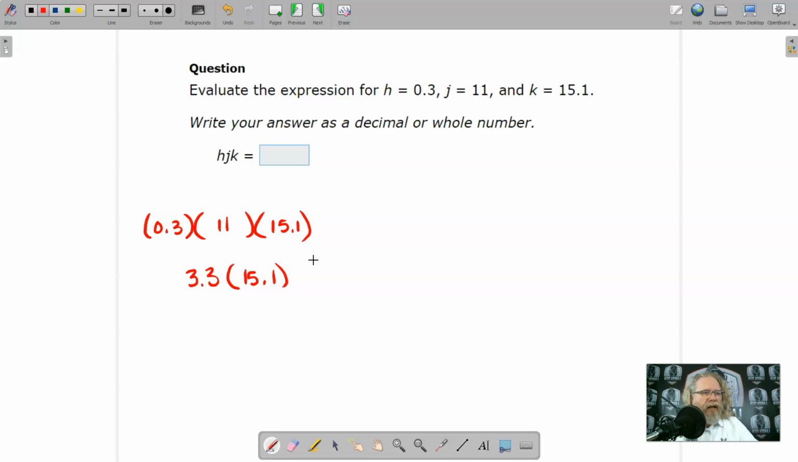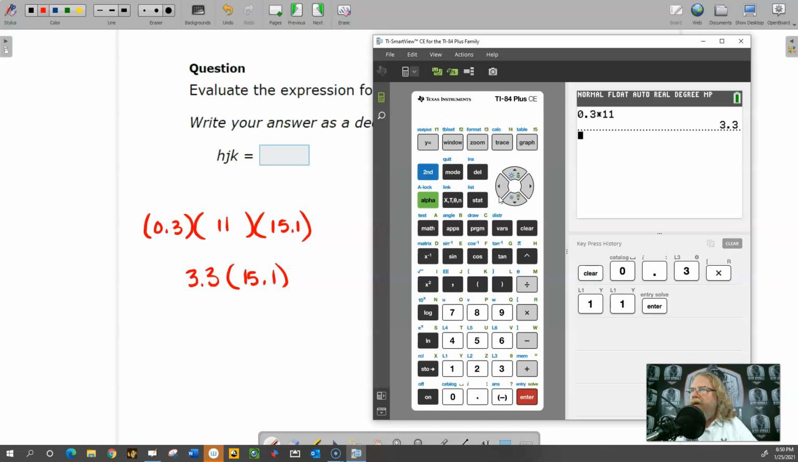So let's go ahead and bring the calculator back. Now let's do 3.3. It's already in there. So up here, you see this here. If I just hit times, see how it brings the answer down? It says take the answer, multiply it times 15.1. My answer is going to be 49.83. So let's put this in there.